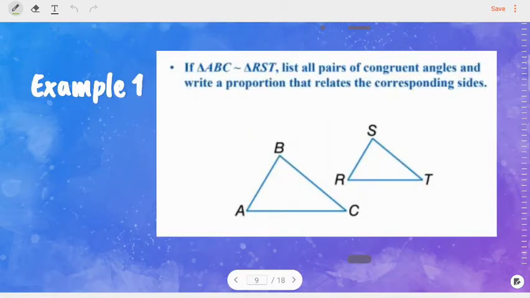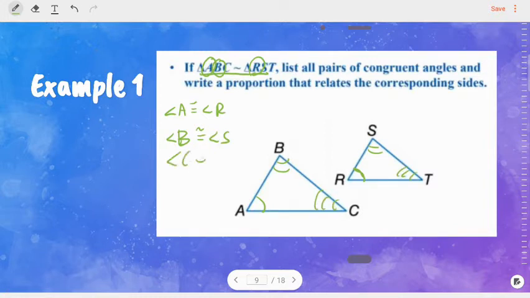So if I had to list all pairs of congruent angles, based on this statement right here, because A comes first, I'm going to mark it with one arc, R comes first. So those two are corresponding. So I would say angle A is congruent to angle R. Angle B comes second, I'm going to mark it with 2, angle S. So angle B is congruent to angle S, and angle C is congruent to angle T.